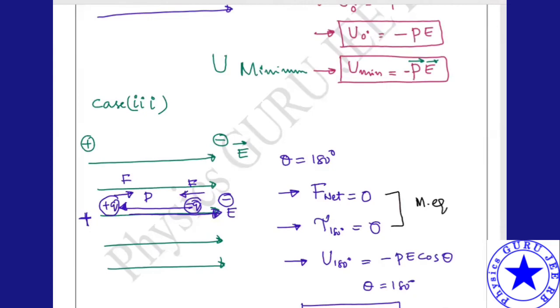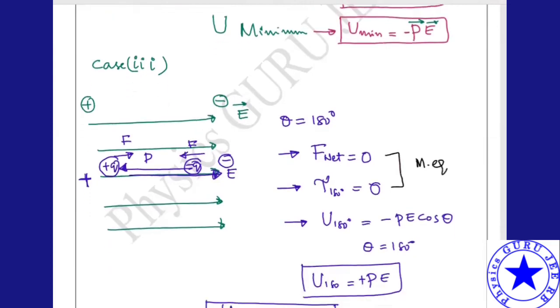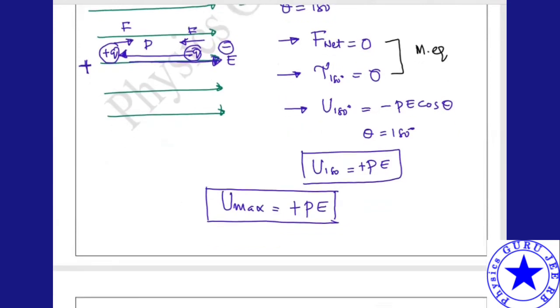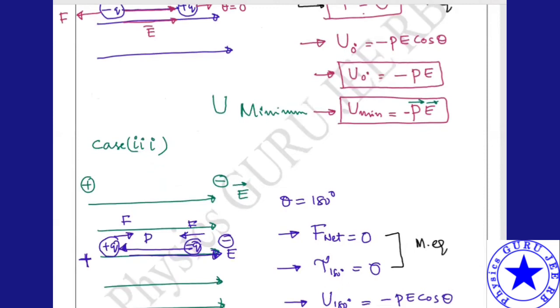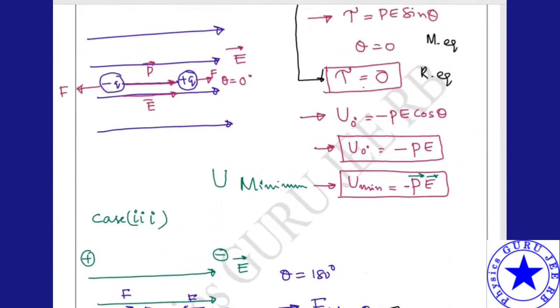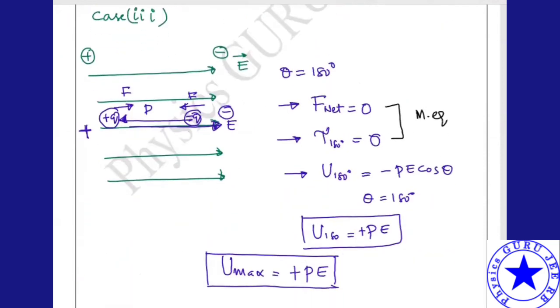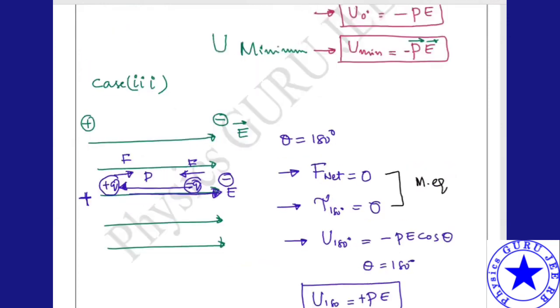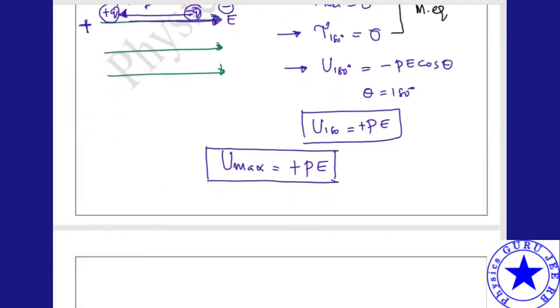Now here a very important thing we have to decide. In case 2, U is minimum, and in case 3, U is maximum. So which is said to be stable equilibrium, and which is said to be unstable equilibrium? That means if I place the dipole at theta equal to 0, is it stable or unstable equilibrium? And when theta is equal to 180 degrees, is it stable or unstable? Based on whether potential energy is maximum or minimum, we can say stable and unstable equilibrium.